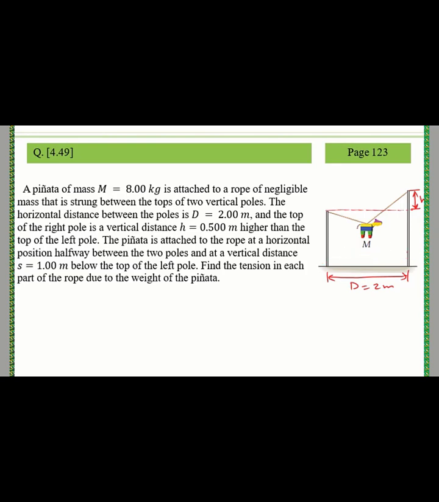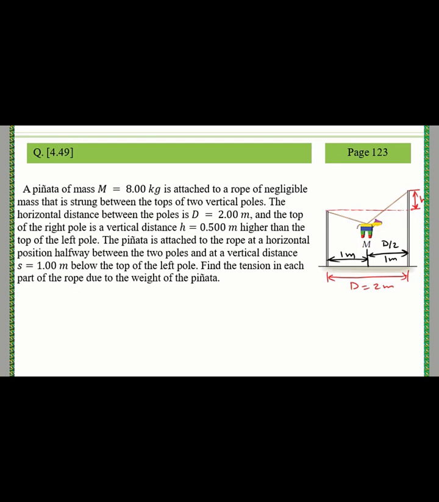I want to make it clearer. This is the halfway. This distance is d over 2. d is 2 meters, so d over 2, 2 over 2, is 1 meter. And this is also 1 meter as well. Okay?